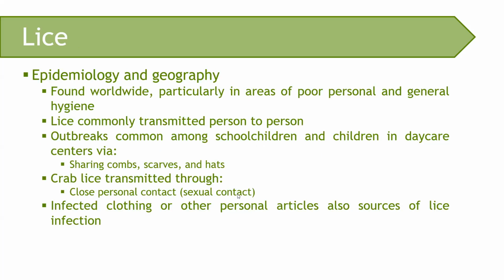They are found worldwide, particularly in areas with poor sanitation and generally poor hygiene. The mode of transmission is usually person to person. Sharing of combs and hats, and scabies, can be sources of infection. The crab louse is transmitted person to person, usually through close contact, particularly sexual contact.